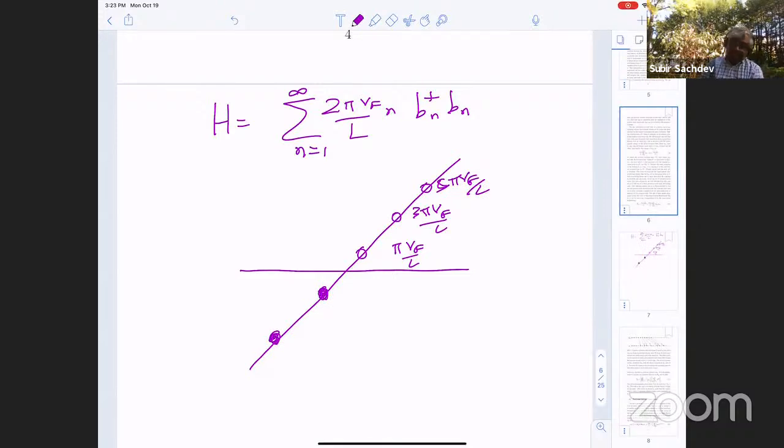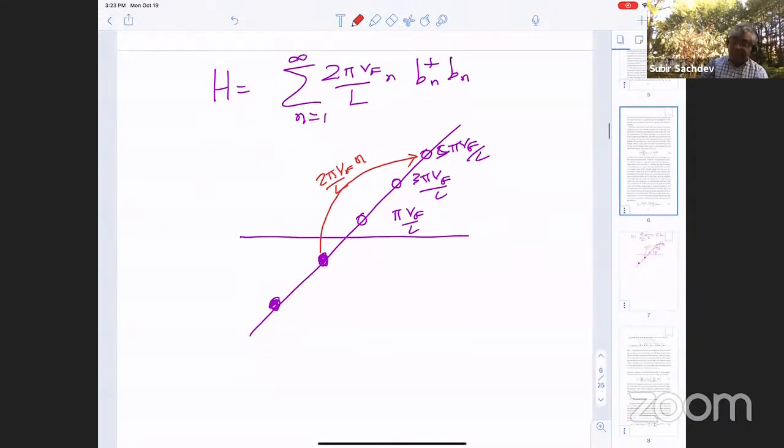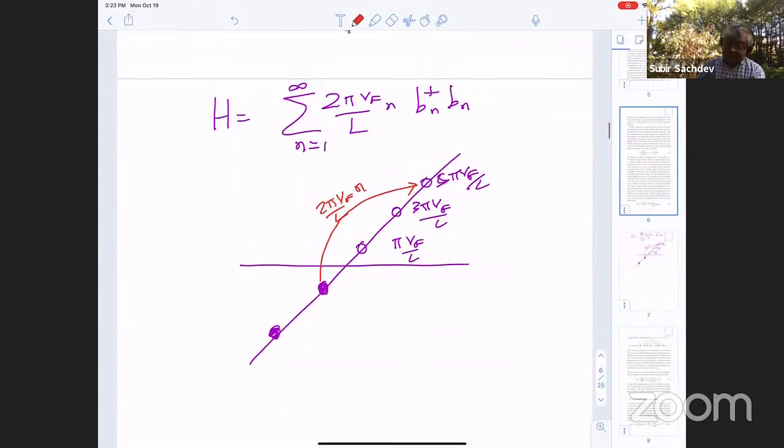So what is the boson? The boson will turn out to be a particle-hole excitation. A boson will be something that knocks a fermion out of this state into that state. And this is going to go n steps. So that the energy for this will be 2 pi VF over L with n. In this case, n is 3, because I've got 3 steps up. Okay.